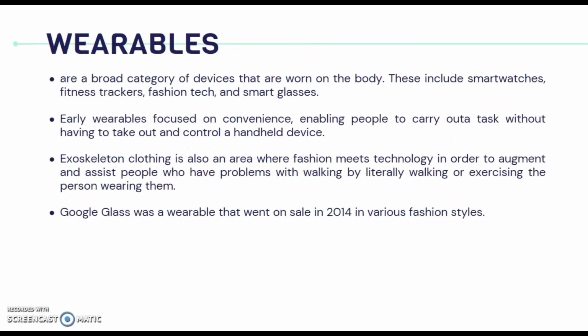Wearables are the broad category of devices that are worn on the body. They include smartwatches, fitness trackers, fashion tech, and smart glasses. If you are jogging outside, you wear a fitness tracker. Early wearables focused on convenience, enabling people to carry out tasks without having to take out and control a handheld device. Exoskeleton clothing is also an area where fashion meets technology, in order to augment and assist people who have problems with walking.